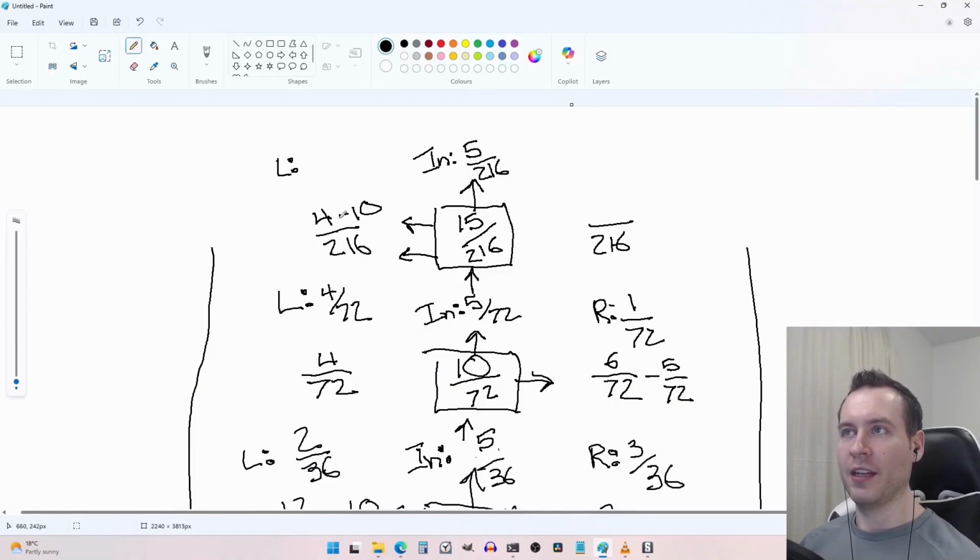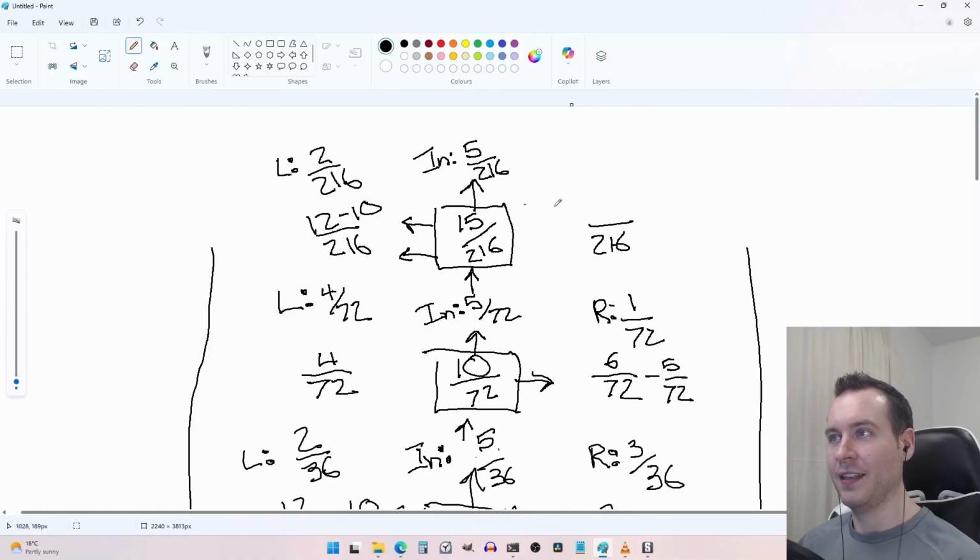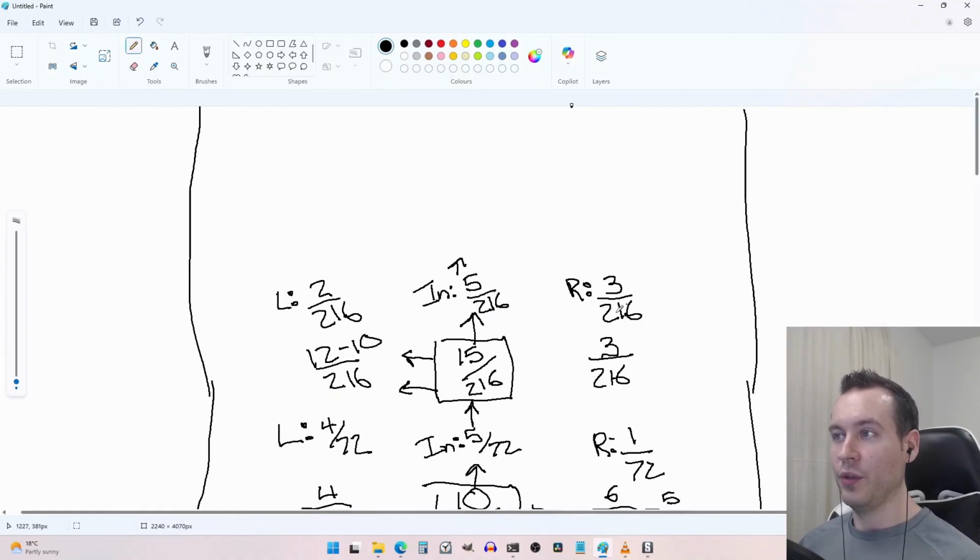Oh, I didn't multiply this 4. In order to convert 4 over 72 to a fraction over 216, we have to multiply 4 by 3, that's 12. And then minus 10 from the 2/3 from 15 over 216 is 2 over 216. And 1 times 3 is 3. The new right value will be 3 over 216. The right value is now larger.